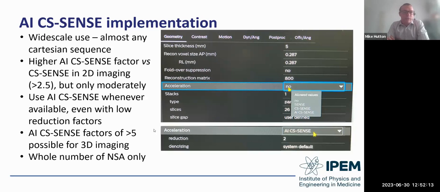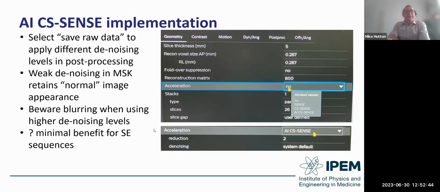I think in general, you would choose to use AI CS Sense over CS Sense if it's available, even if you're just having fairly low reduction factors, to take advantage of the improved denoising from the AI denoising compared to wavelet denoising. For 3D imaging, it's certainly possible now to have AI CS Sense factors of greater than 5, and similar to CS Sense, you can only have a whole number of NSAs when you select AI CS Sense.